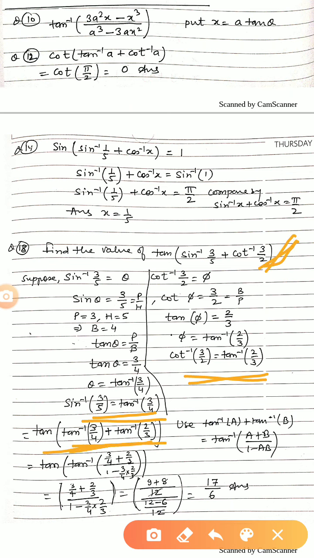And now you use the tan inverse A plus tan inverse B formula. Here A is 3 by 4 and B is 2 by 3. You put these in the formula, you take the LCM, solve this, the LCM cancels, and the final answer is 17 by 6.